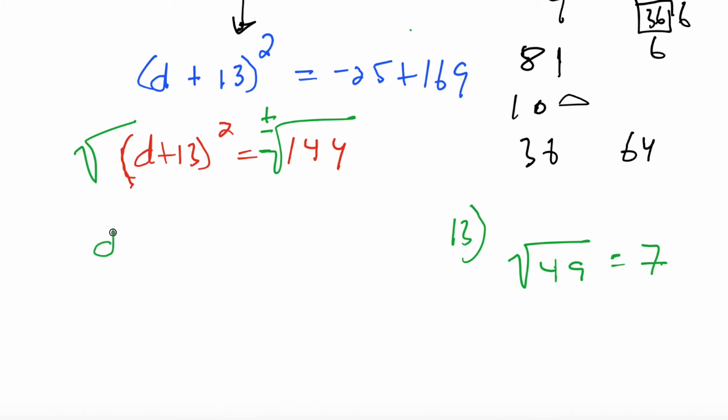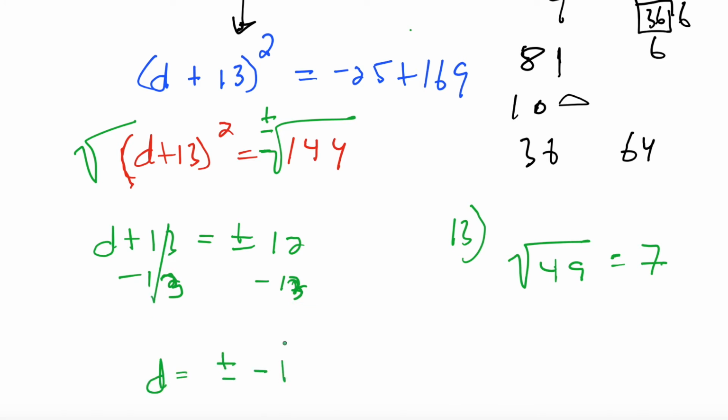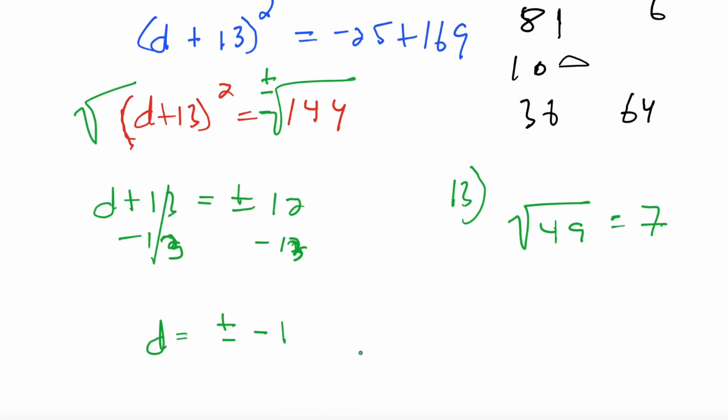All right, so you're going to get d plus 13 equals plus or minus 12. D equals plus or minus negative 1. What are our answers? It would be 1 or negative 1. So d is 1 or negative 1. We would have gotten the same answers factoring, and we would also have gotten the same answers by doing the quadratic formula.